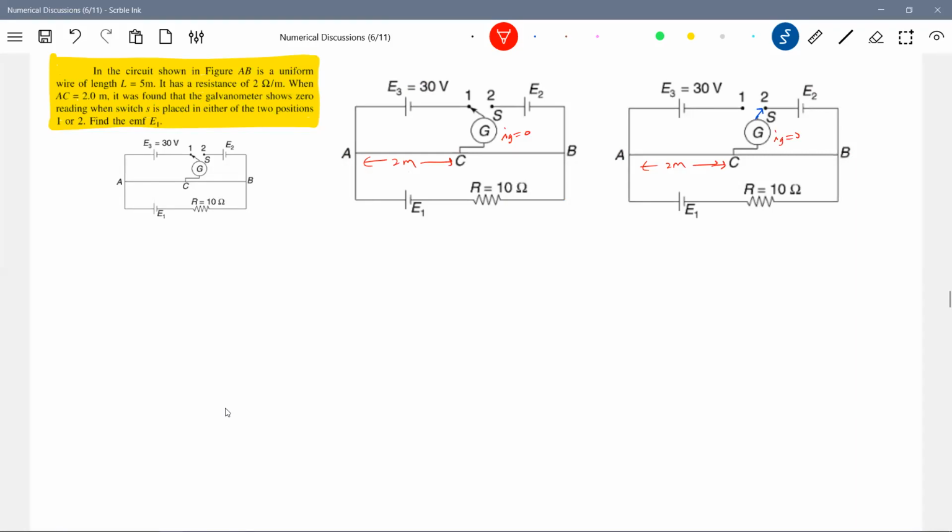Now the remaining distance, how much will it be? Length 5 meter, so this will be 3 meter. So the current to the galvanometer is 0. So there will be a current I in the primary circuit. This is I. This is I. So current in the primary circuit is I.